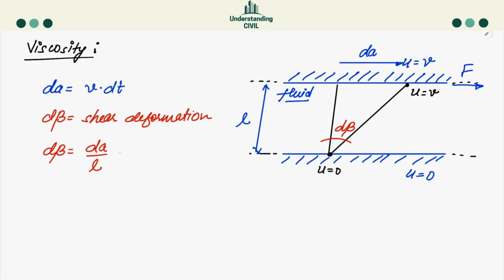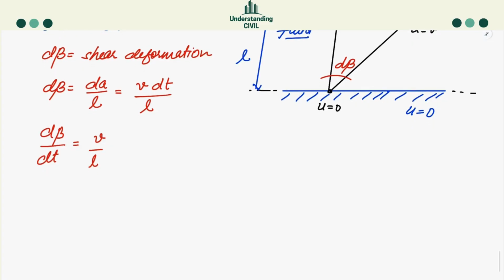Now further, I would replace dA with the values I have calculated over here. This is v dt by L. So over here, if I shift it to this side, this is d beta upon dt is equal to v by L. So on the left hand side, what value do we have?